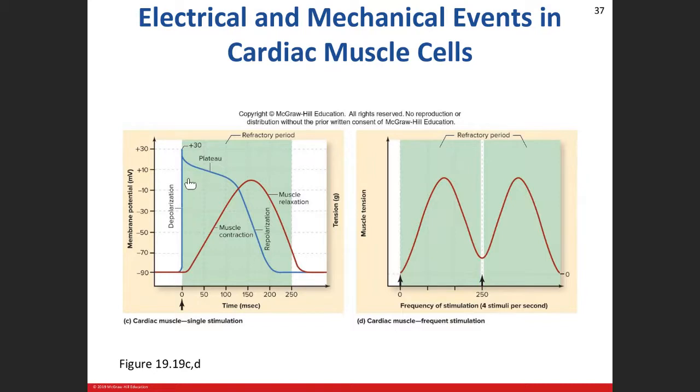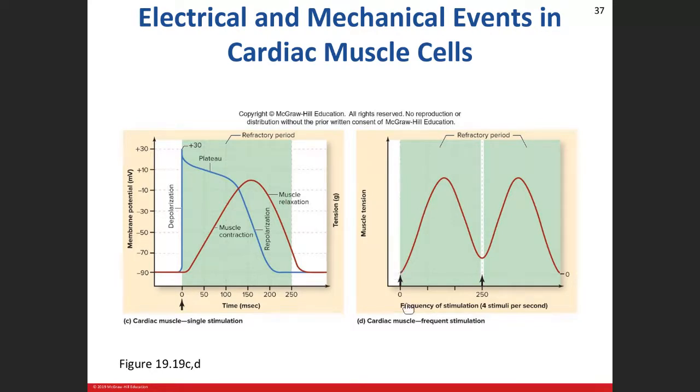So you can see here, here's the cardiac muscle cell. Depolarization, followed by that plateau phase, and then our repolarization. But look how long that refractory period is. During that refractory period, we've caused the muscle to contract, and it's also going to relax for part of that time. That's a long time.